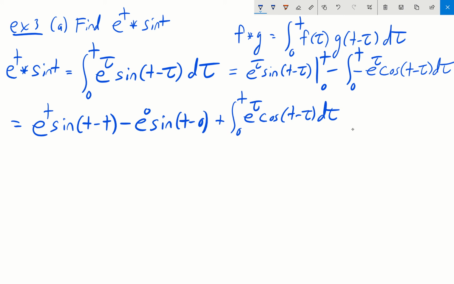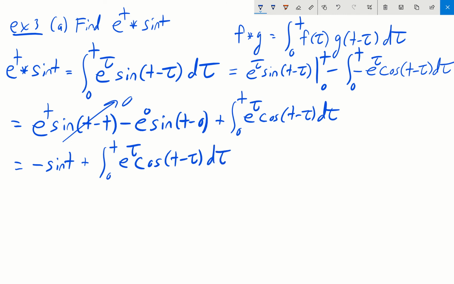This term here, t minus t is 0, and we know that the sine of 0 is 0. So that term is going to be 0. This leaves us with a negative sine of t for this first term, plus the integral from 0 to t of e to the tau cosine of t minus tau d tau.